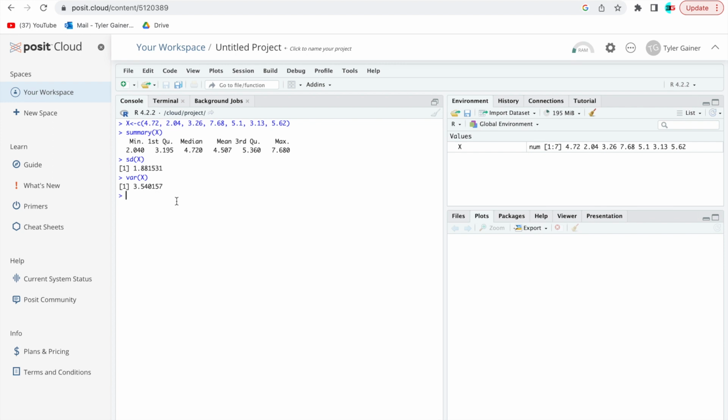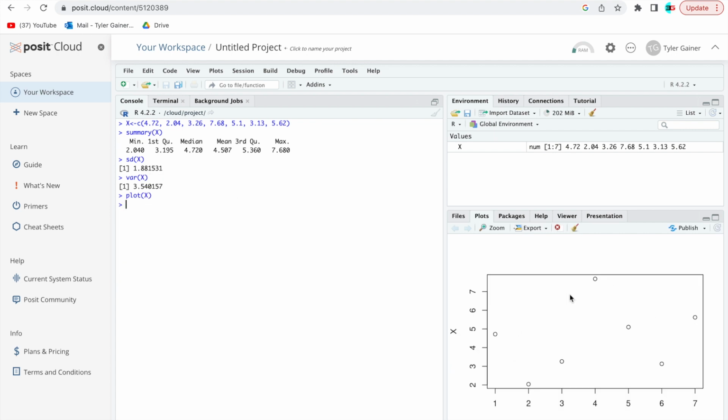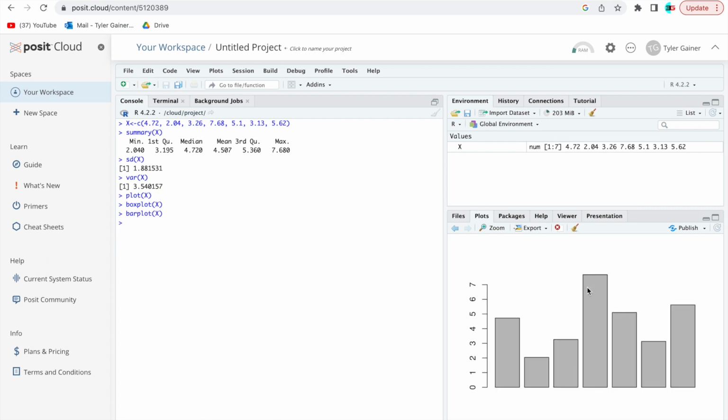And now we can say plot of X, and then you'll see over here that we have a dot plot come up. And then we can say box plot, which is what we've already looked at in this video. So you should recognize this would be our first quartile, third quartile, our median, our maximum value, and our minimum value. That's a nice little plot right there. And then you can say bar plot of X, and it'll give you that.